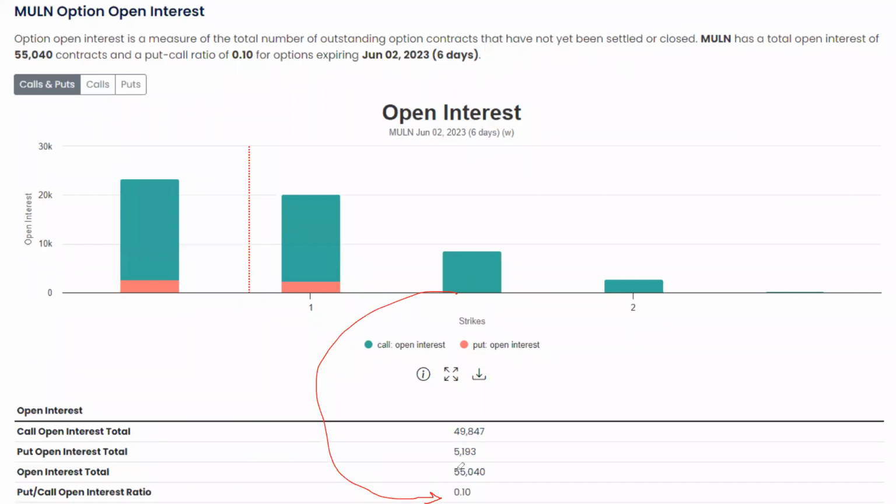Now, this is pretty bullish. A lot of times, though, people start to use these put to call ratios as a contrarian play, right? So when things are low, like 0.20 or below, a lot of times people think that, hey, maybe it's time to get out of a stock because it's so bullish, right? So you do have to keep that in mind when it comes to things like that.